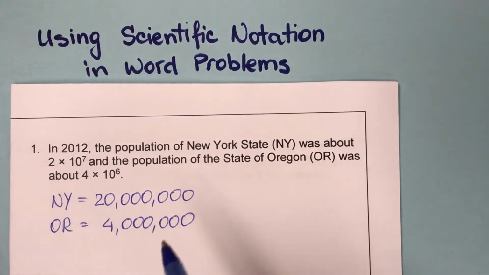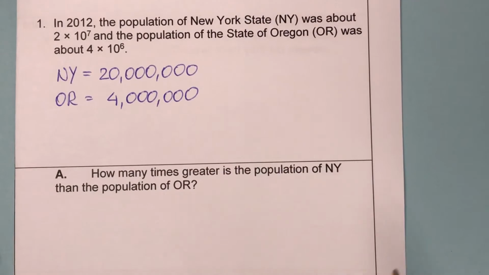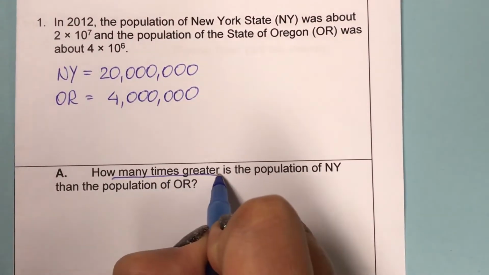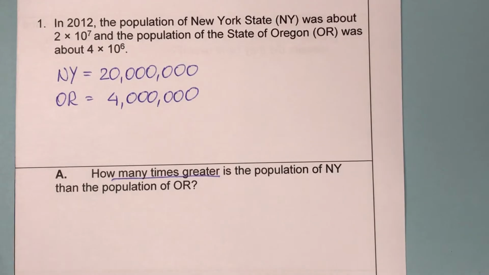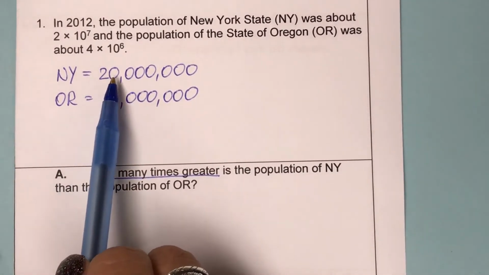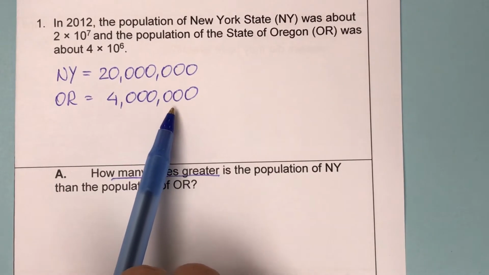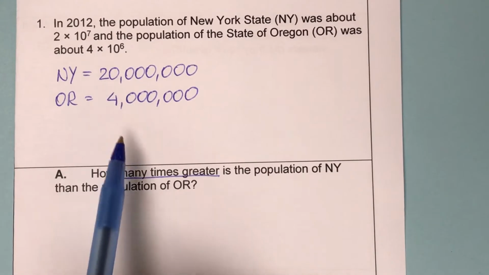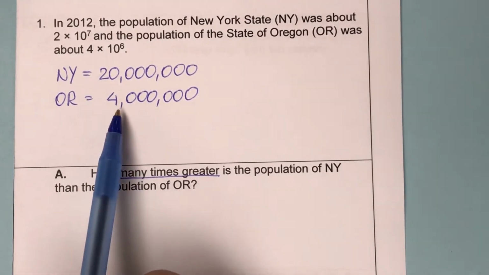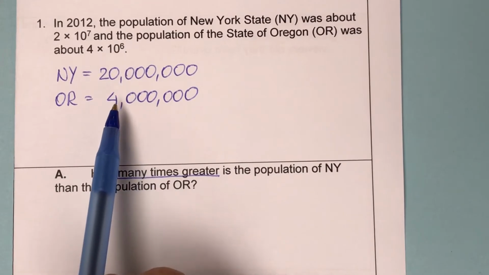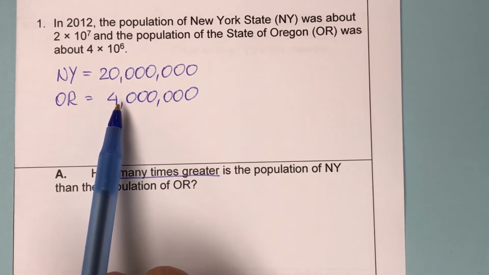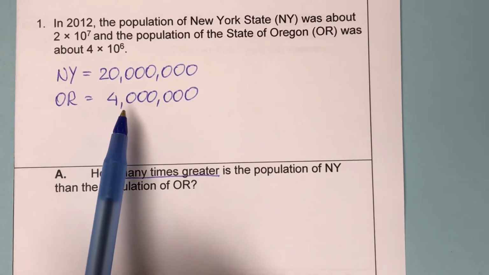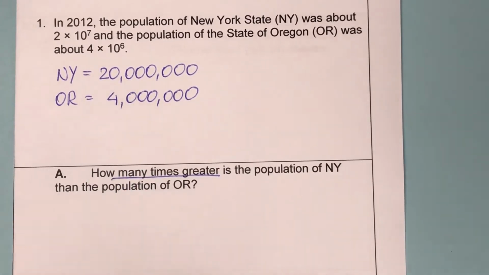Now I'm going to have 2 different questions for this situation. Using the data in the problem, my first question is, how many times greater is the population of New York than the population of Oregon? In other words, New York has the higher population, Oregon is less. So how many times does 4 million go into 20? That's the essential question here. Let's say 4 million plus 4 million plus 4 million plus 4 million. How many times would it take for 4 million to get into 20?